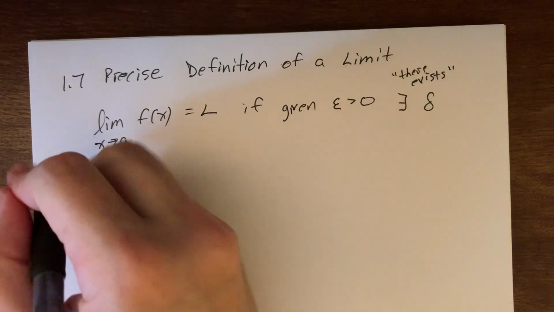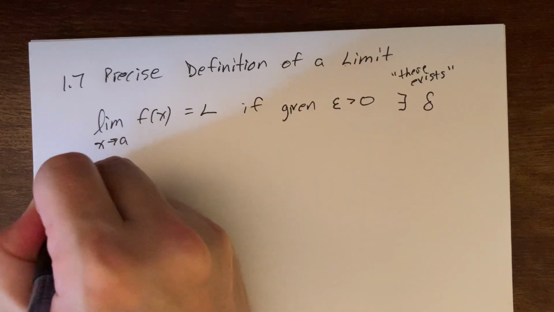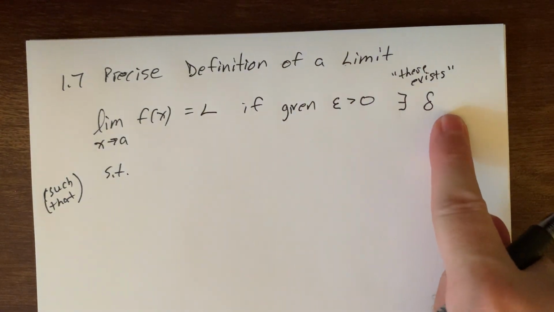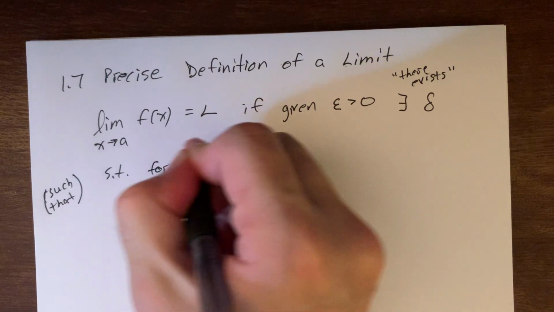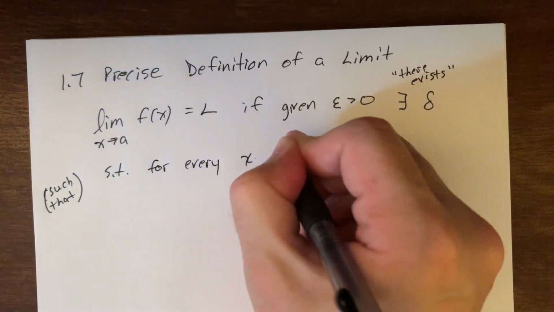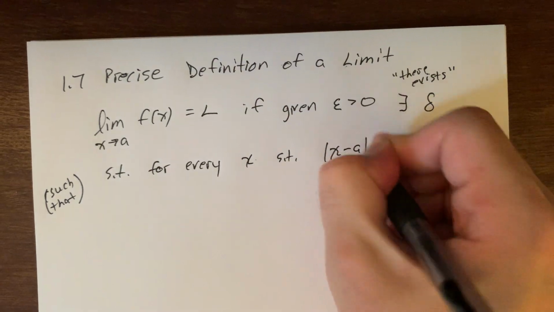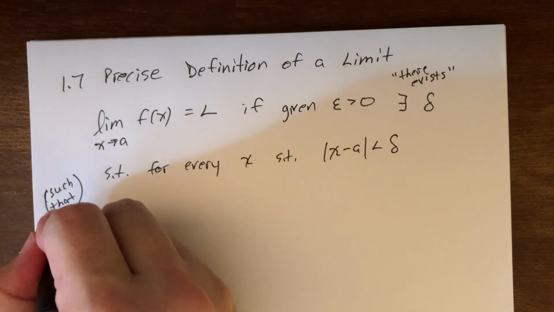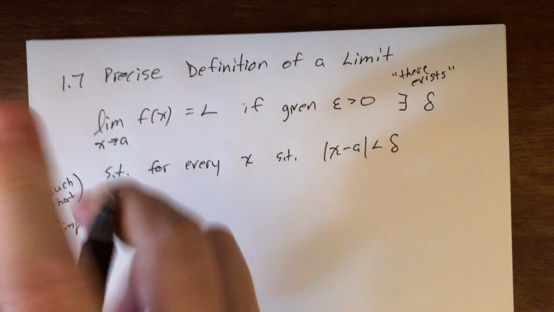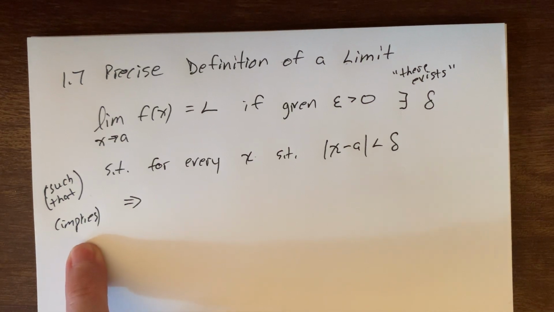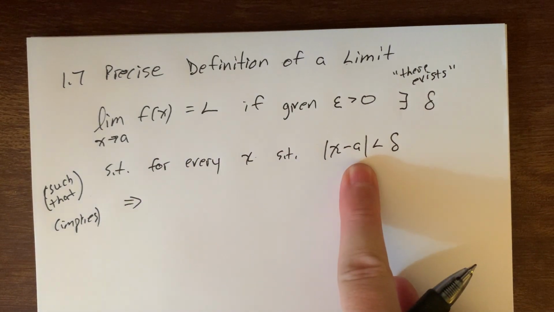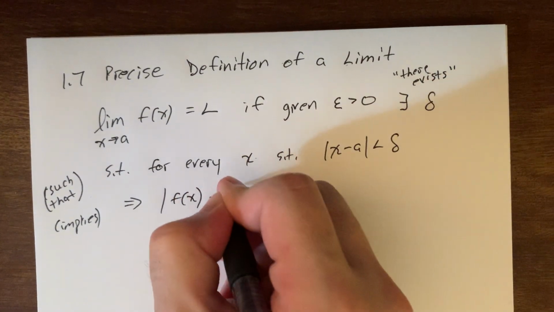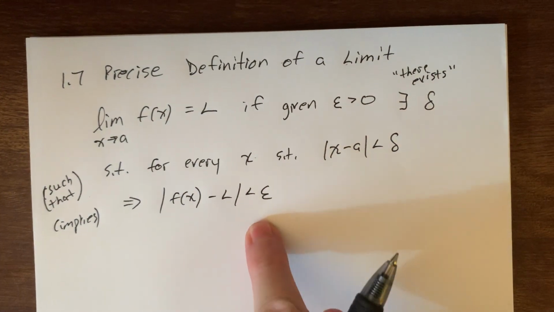ST, that's just my own notation. That stands for such that, and you'll see me use that a lot throughout the class. So there exists a delta such that for every x such that absolute value x minus a is less than delta, this forward arrow, that in math stands for implies. So every x such that absolute value x minus a is less than delta implies absolute value of f of x minus L is less than epsilon.